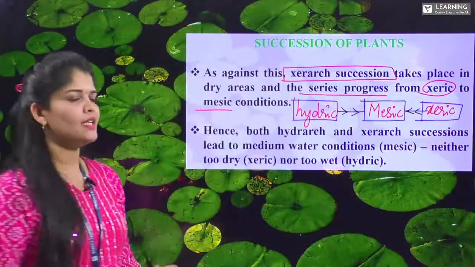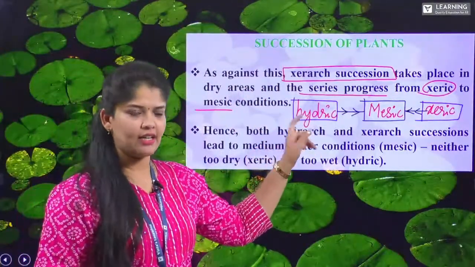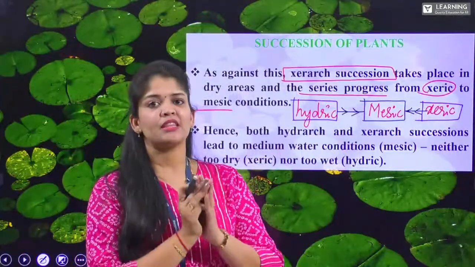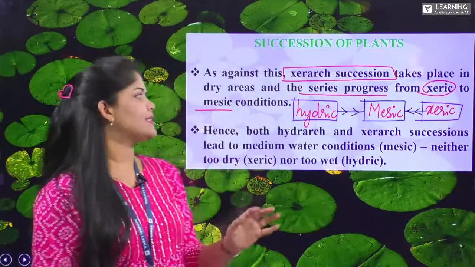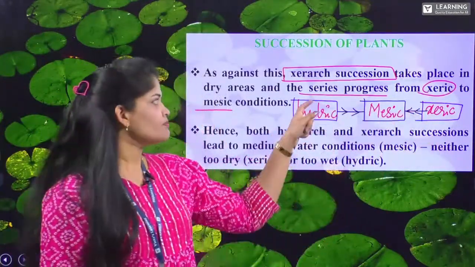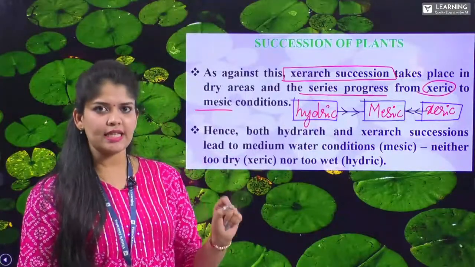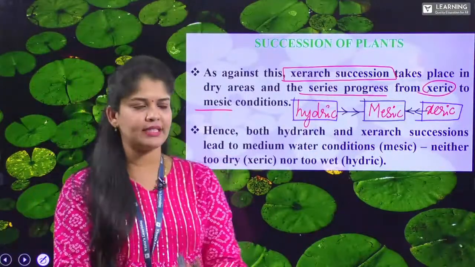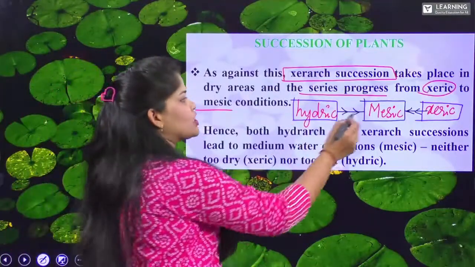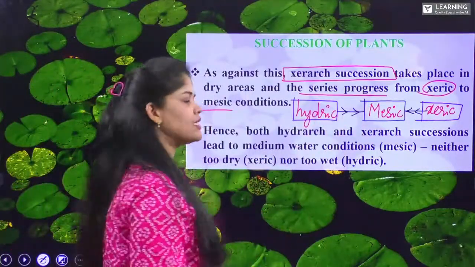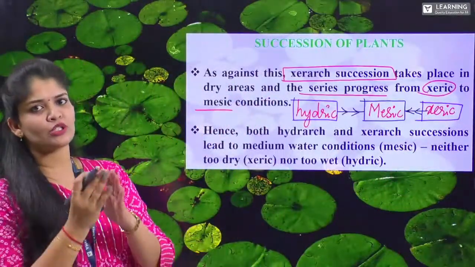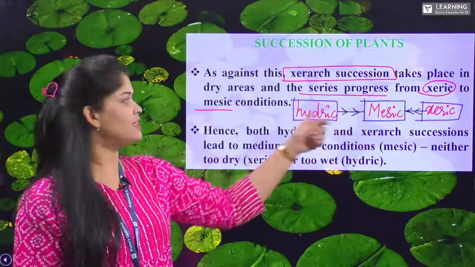So here, hydric is too wet areas, xeric is too dry, very dry areas. The succession happens whether it starts in the hydrarch or xerarch. This series progresses in such a way that it has to reach the mesic conditions. So hydrarch series progress to reach the mesic conditions. Same way, xeric conditions series progress towards a mesic condition to meet the mesic condition.